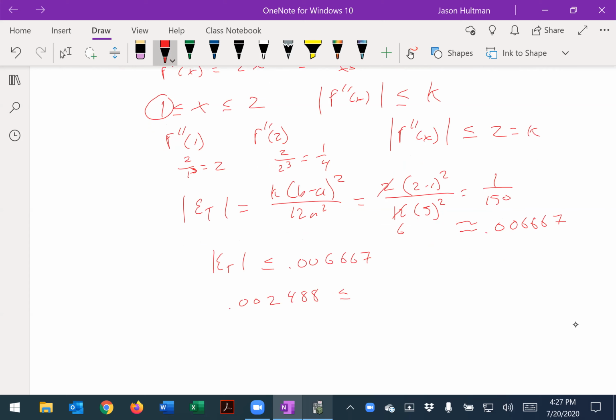This is an upper bound. Remember, this is just an educated guess. It tells us the error is pretty small. The actual error is about 1/3 as much, but we're still down to the thousandths place, three thousandths. It's still pretty accurate. So this is the actual error compared to 0.006667, which is the estimated error.